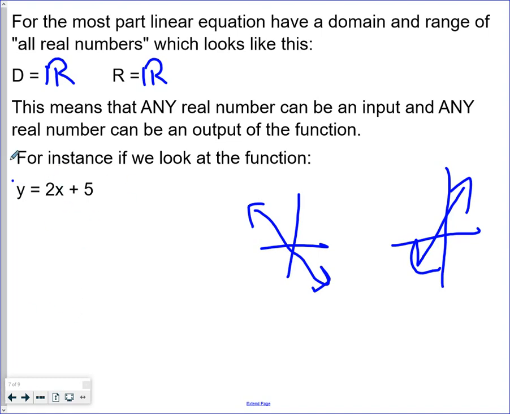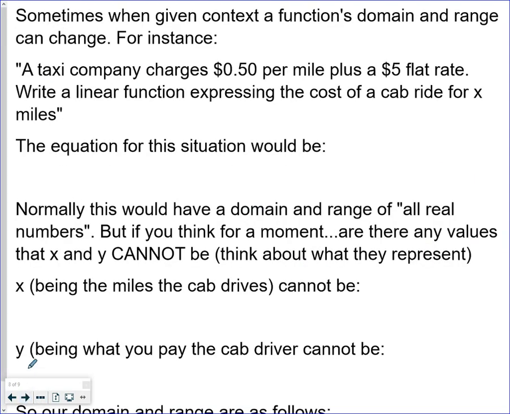There's no number I can put in here that would break the equation. There's no number I can put in for x that would suddenly make me say, oh, I can't do this anymore. It's just take the number, double it, and add 5. Nice little linear equation. The only time this is not true is when it's put into a context, like a word problem. So let's take a look at this one.